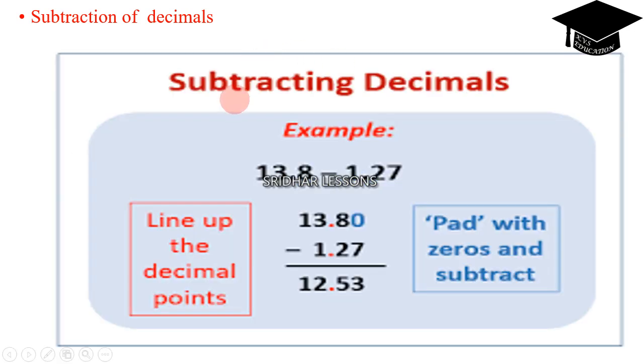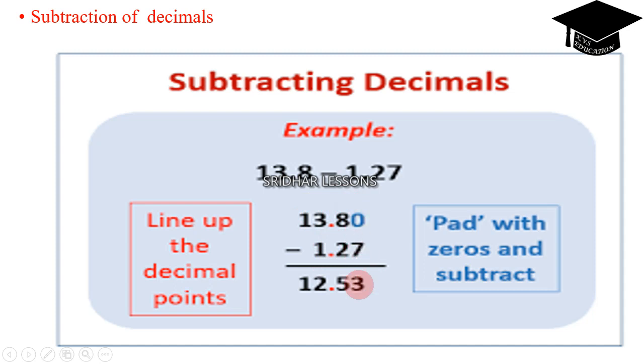Take one more example. 13.8 minus 1.27. Formulate like this: line up the decimal points, pad with zeros and subtract. 13.8 we can rewrite as 13.80, and 1.27. Now we can subtract as usual.